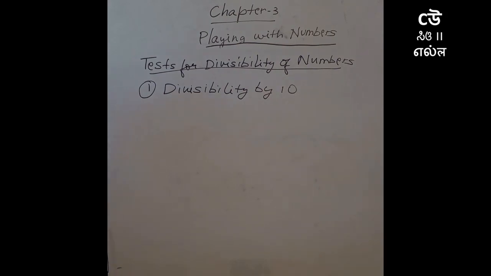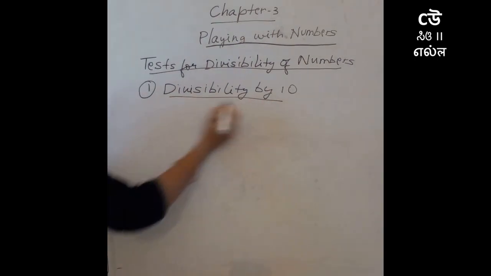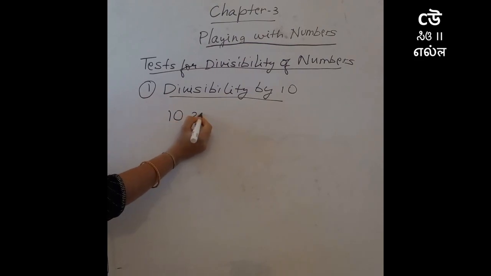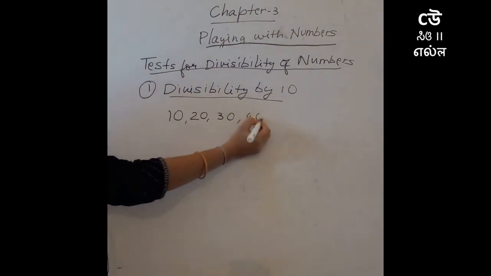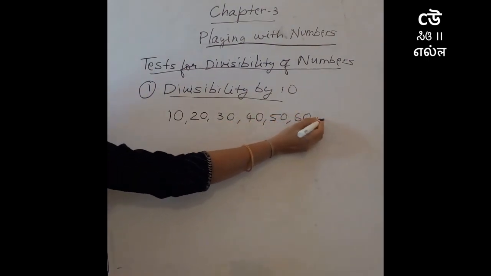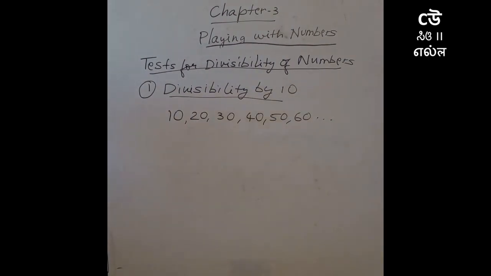Let us see. Before that, there was a boy named Charit, who was looking at the multiples of 10. The multiples of 10 are 10, 20, 30, 40, 50, 60 and so on, right? These are the multiples of 10.